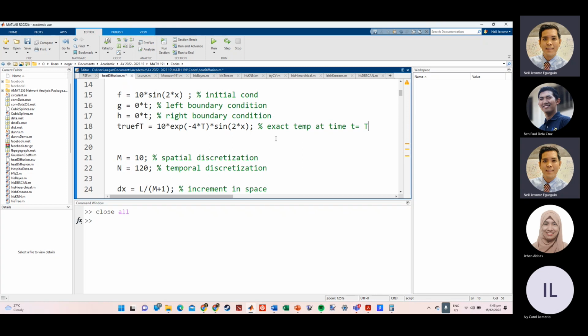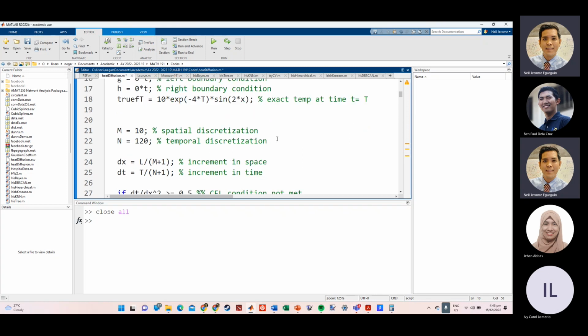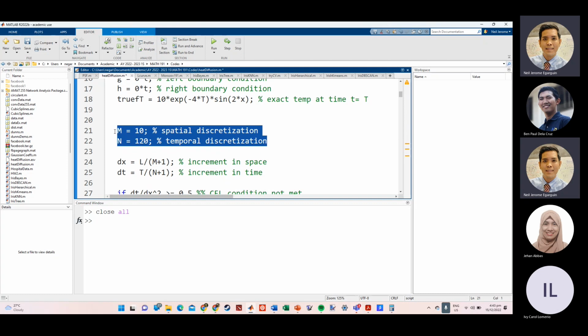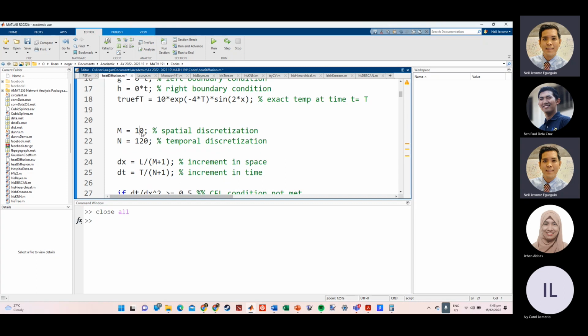Right? Tapos sa lines 21 to 22, pinili ko ano yung spatial size ng spatial discretization at temporal discretization. So ibig sabihin, ilang interior points yung gagamitin ko. So I'm telling here, Matlab, you're gonna use 10 internal points in space. So magiging 12 yung points na gagamitin kasi 10 plus yung dalawang magkabilang dulo. And then sa temporal discretization, 122 yung kakalabasan niya. Or actually 121 lang siya ata.